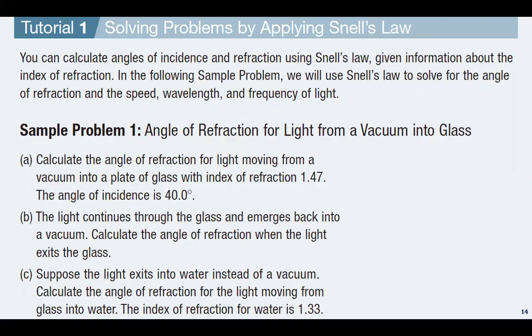Okay, let's consider this problem here. Can you calculate the angle of refraction for light moving from a vacuum into a plate of glass with index of refraction 1.47? Also, we know the angle of incidence is 40.0 degrees. Next, second question. The light continues through the glass and emerges back into a vacuum. Calculate the angle of refraction when the light exits the glass. Question C, suppose the light exits into water instead of vacuum. Can you calculate the angle of refraction for the light moving from glass into water? The index of refraction of water is given to be 1.33. Okay, I'll give you 5 minutes to consider this problem, and then we'll have a look at the solution together.